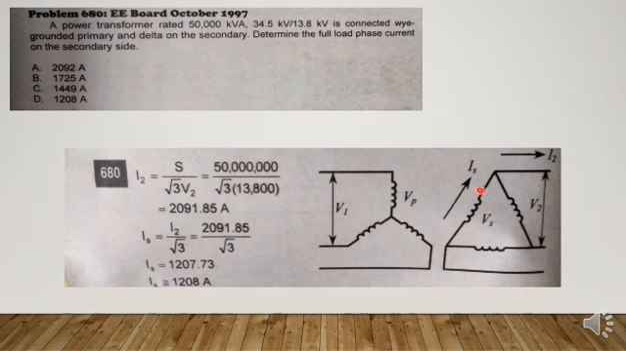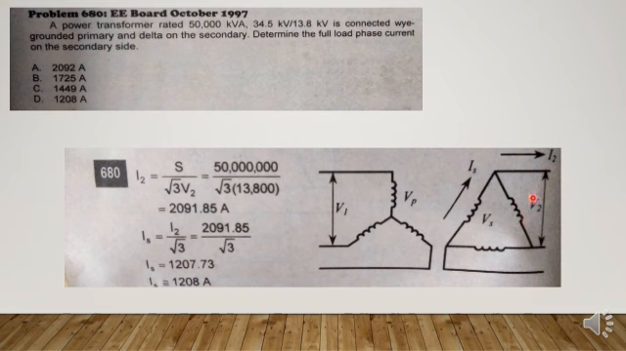So, para sa huling example, a power transformer rated 50,000 kilovolt-ampere, 34.5 kilovolts over 13.8 kilovolts is connected Y grounded primary and delta on the secondary. Determine the full load base current on the secondary side. So, una, illustrate natin yung sinasabi dito. So, ito yung line voltage, base voltage, secondary current. Yan, secondary.